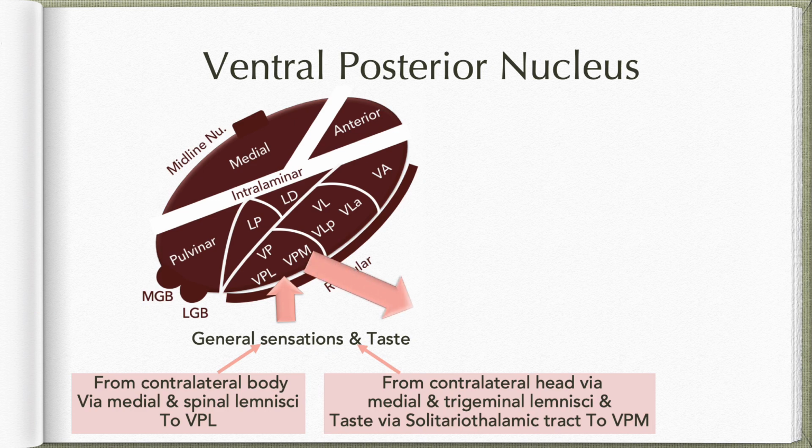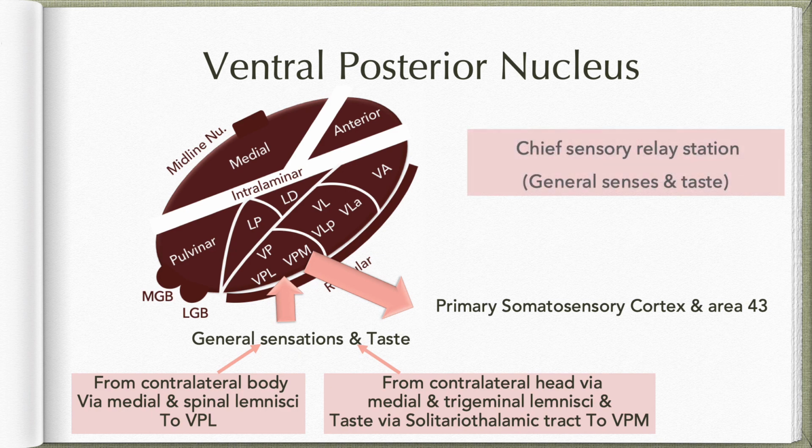From here, the projection to the cortex is to the primary somatosensory cortex, and taste sensation fibers will be relaying to area 43, which is the lowermost part in the postcentral gyrus itself. So this nucleus, the ventral posterior nucleus, will act as a chief sensory relay station for both general senses as well as for taste sensation.